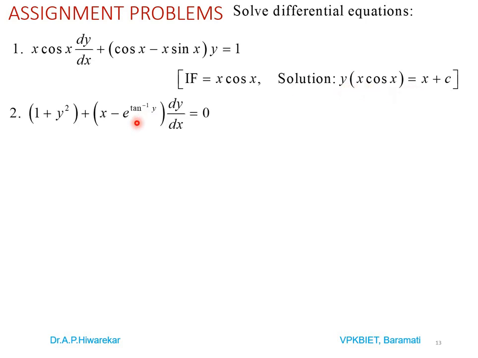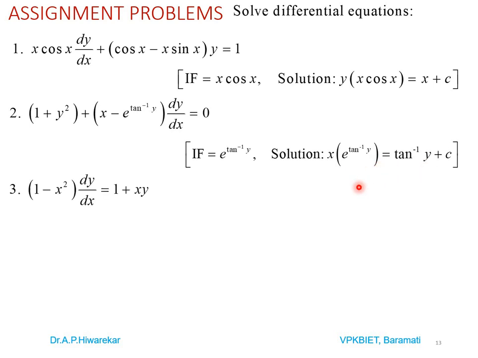Then problem number 2, (1 plus y square) plus (x minus e power tan inverse of y) dy by dx is 0. For this problem, integrating factor is e power tan inverse y and solution is given by x into e power tan inverse y, which is equal to tan inverse y plus c. Then third problem is (1 minus x square) dy by dx, which is equal to 1 plus xy. So integrating factor is square root of 1 minus x square. Solution is given by y into square root of 1 minus x square, which is equal to sin inverse x plus c.